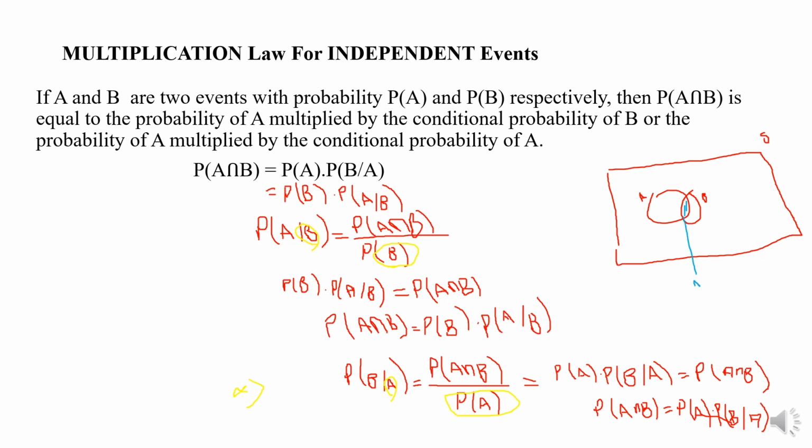A intersection B. So these are the two multiplication laws.